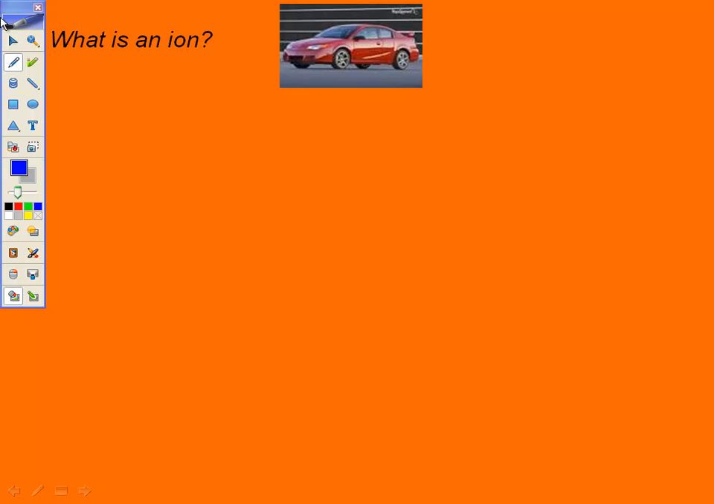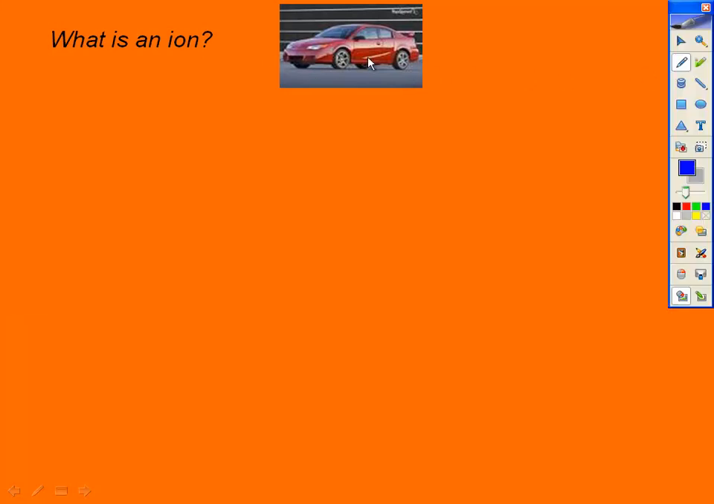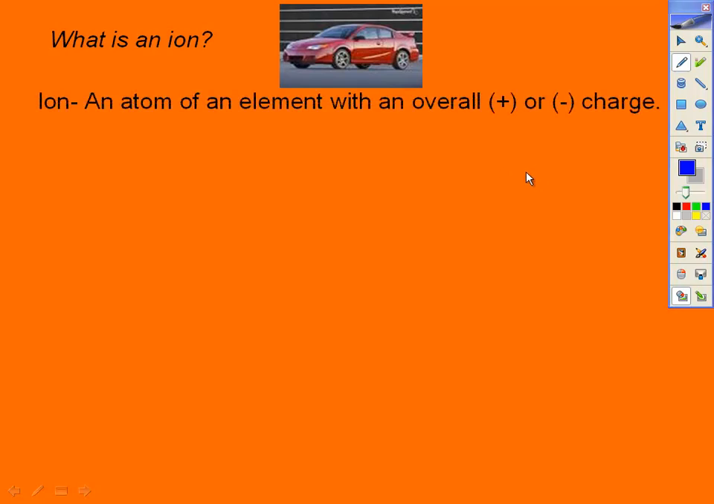What is an ion? Now, I have to admit this. I am a huge dork. I do drive a Saturn Ion. This is a red one. I have a blue one. Most of the time my husband drives it to school, but you know, I thought you'd want to know that. I am a huge dork.